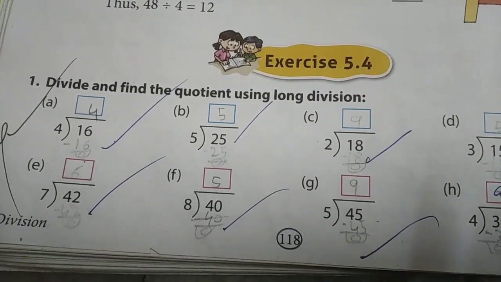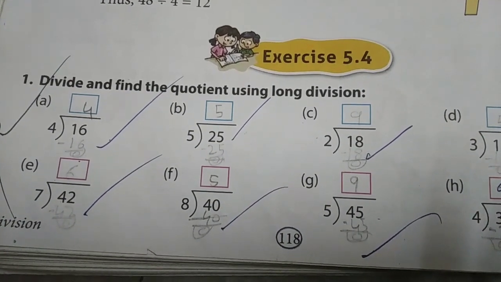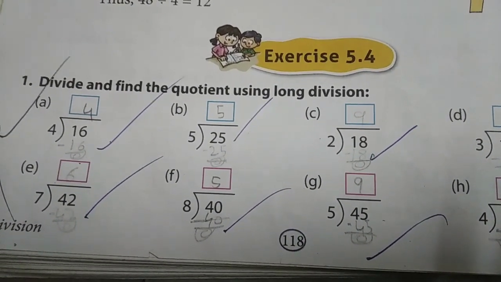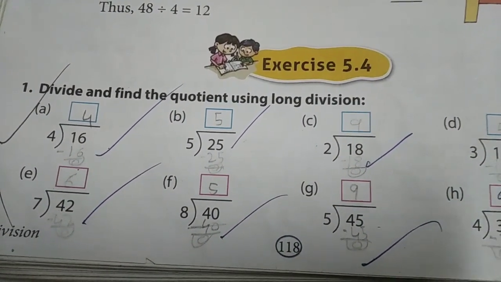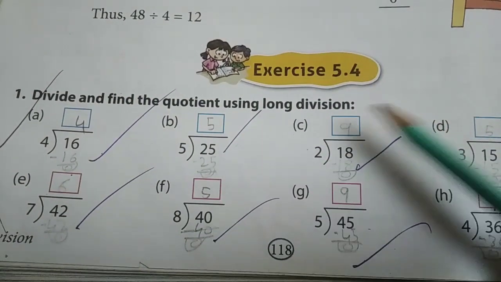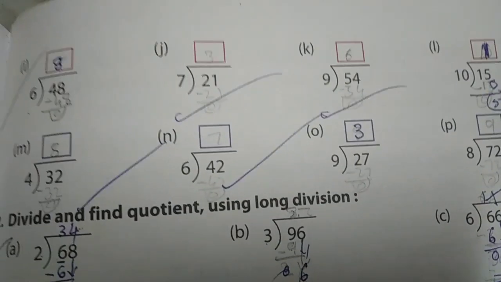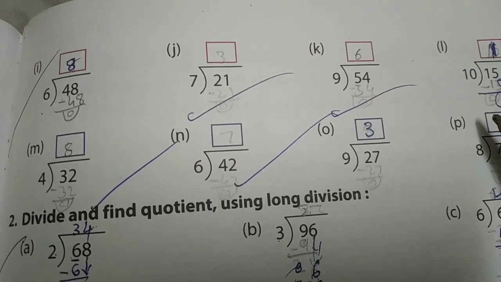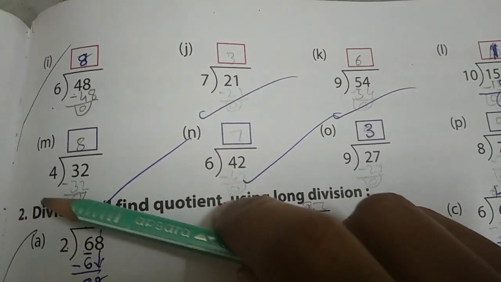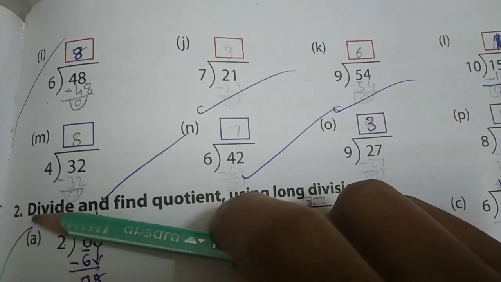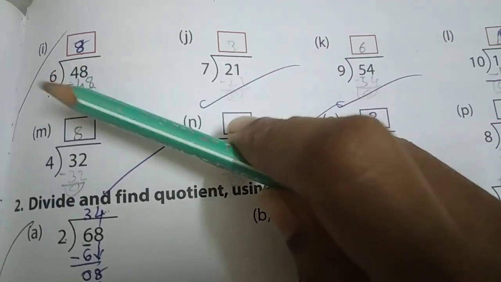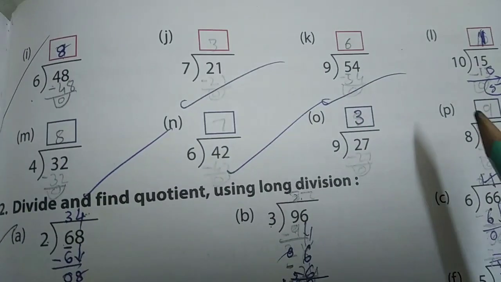Try the other bits. So children, try all the bits of Exercise 5.4. So try to complete the first one, all the bits, that is starting from A to B, C, D till P. Okay. So today's homework is only the first bit. Don't go for the second bit. Tomorrow I'll explain the second bit. So complete the first one, all the bits.